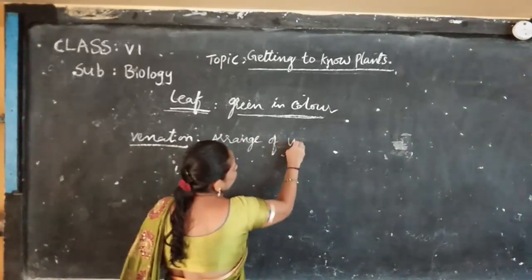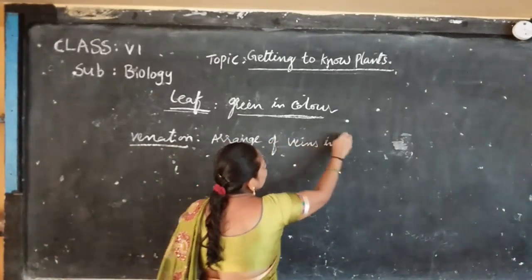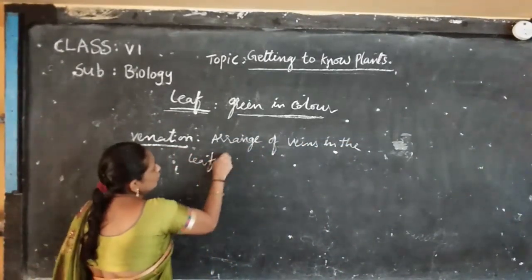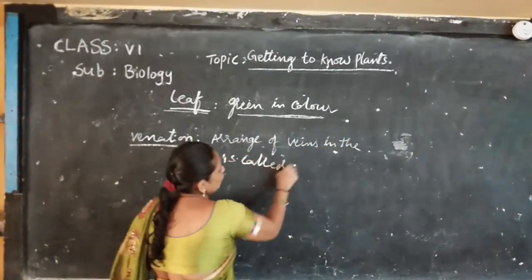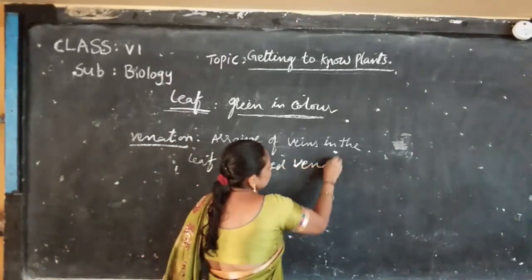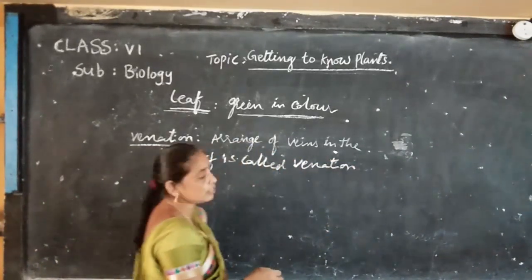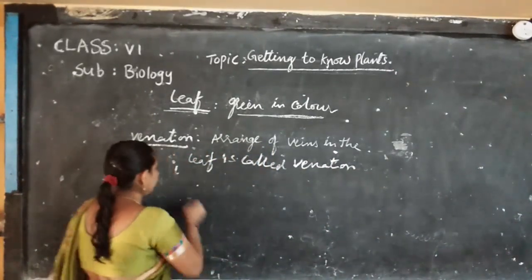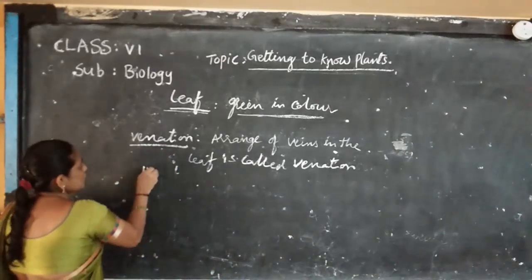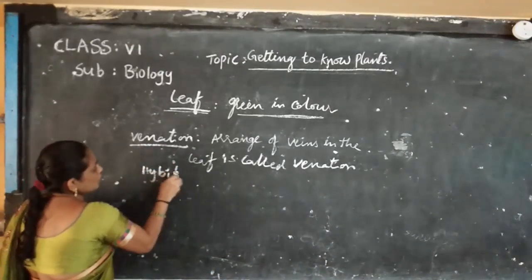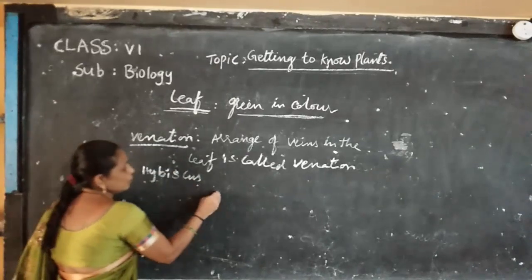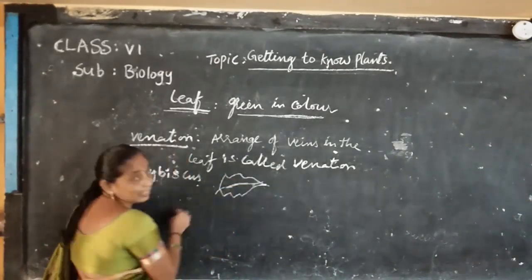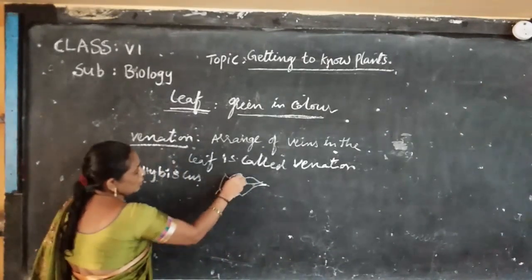The arrangement of veins in the leaf is called venation. For example, the hibiscus leaf. The veins are arranged in a network-like structure.